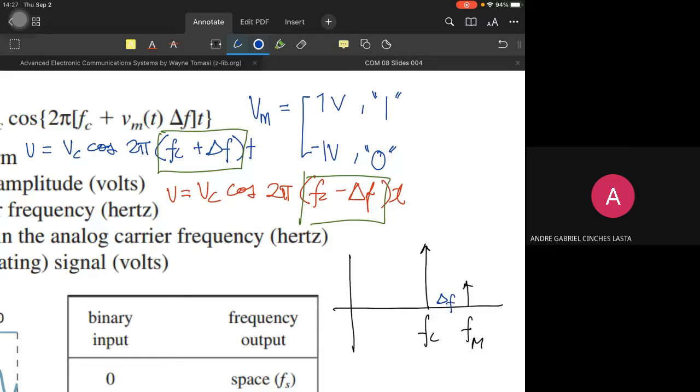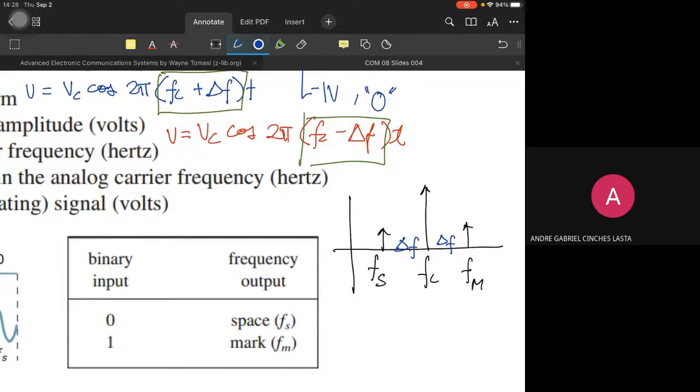The same goes for the frequency of logic 0. Call that FS. And the same gap, the distance from FS to FC, is delta F. So what do we mean by FM and FS? Frequency for mark and frequency for space. Mark, space, on, off. So mark means present, space means absent.